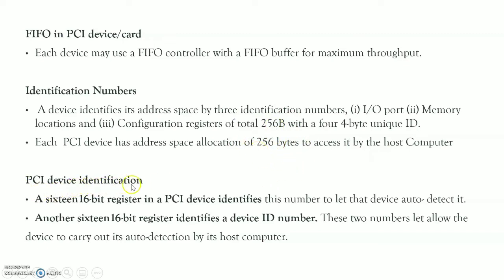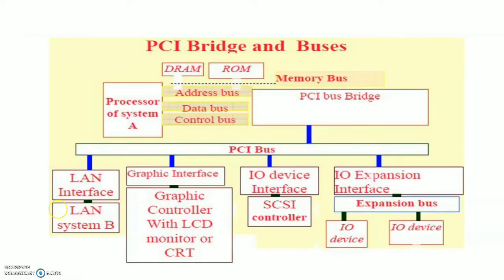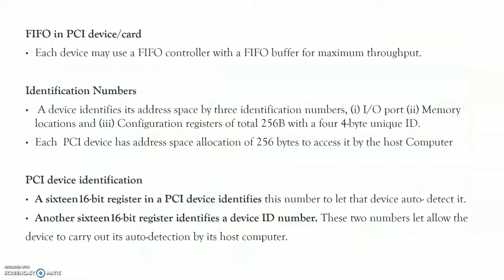Next, PCI device identification. Now, just now we have discussed that when you are connecting a device to the PCI bus, there is actually an identification happening, right? There are two-way identification required. First, the device, that is the LAN interface. Now, let us talk about this LAN interface. This LAN interface should identify the PCI bus, and also the bus should identify the LAN, right? So, the two-way identification should happen. Now, how this will happen, let us see.